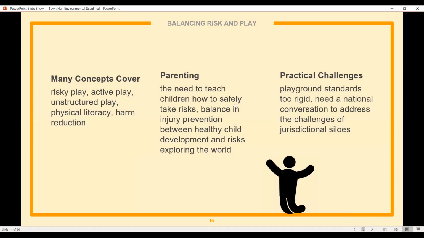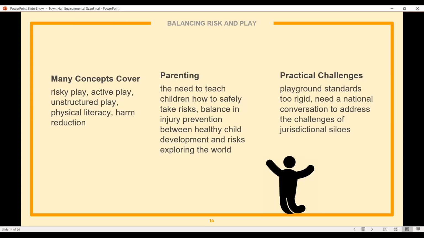And of course, another finding or comment that was made by the participants was the whole principle of balancing risk and play, and what does that mean? People use risky play, others talk about active play, unstructured play, physical literacy, harm reduction, and sometimes it contributes to a bit of confusion when really we want to highlight the need to talk about safely taking risk versus avoiding serious falls. So we have to keep that in mind.